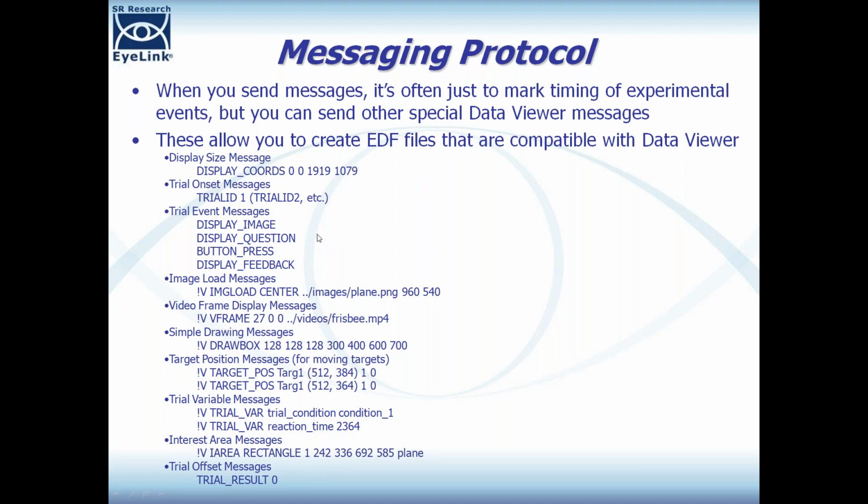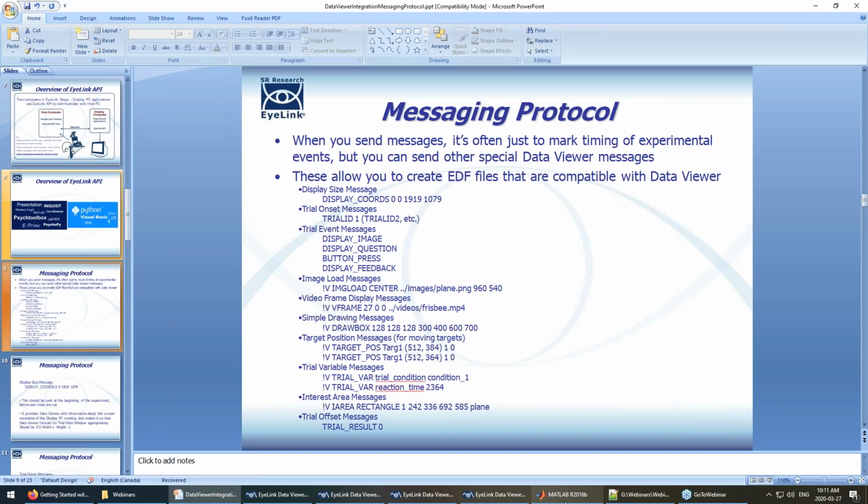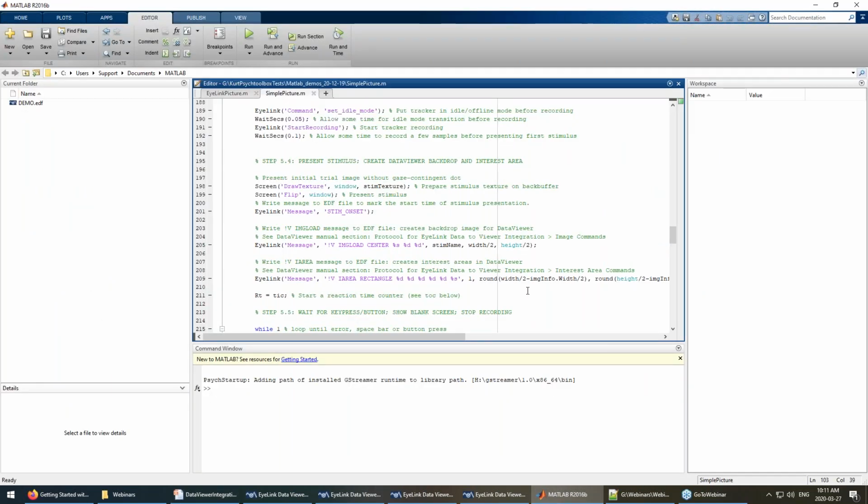Let me exit out of this for a second and just show you an example. I have a Matlab script open here, and I just wanted to show you what this looks like in the context of an experimental programming package. So here you can see this is an API function call. Basically we're saying, okay, EyeLink system, let's send a message to you. And this is the text of the message.